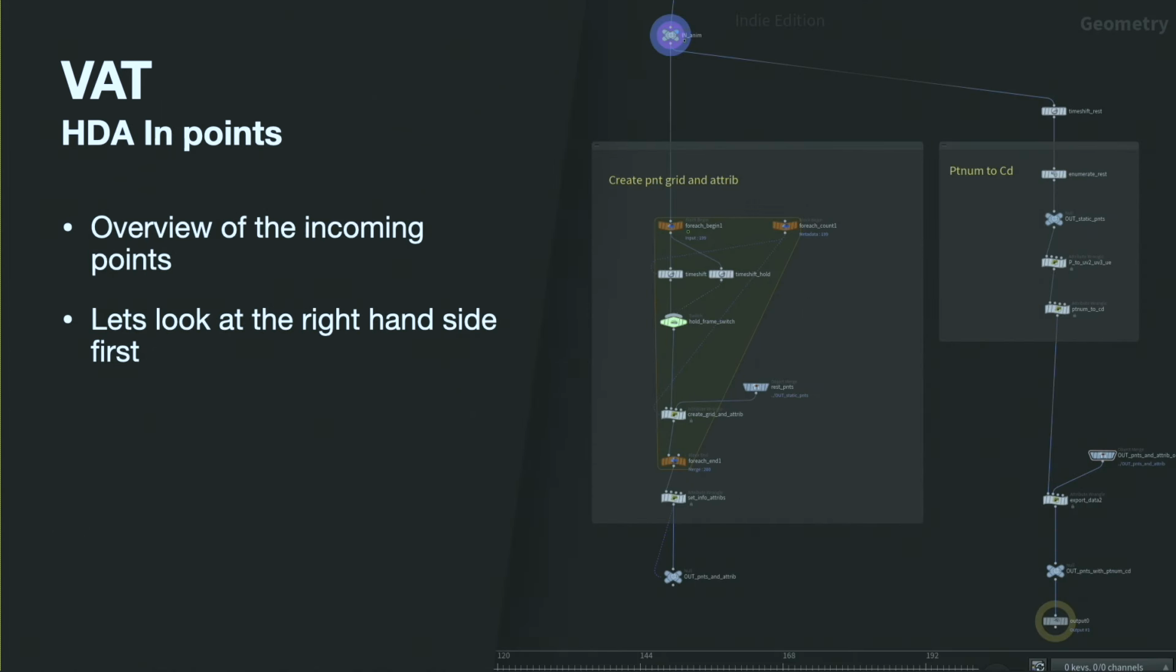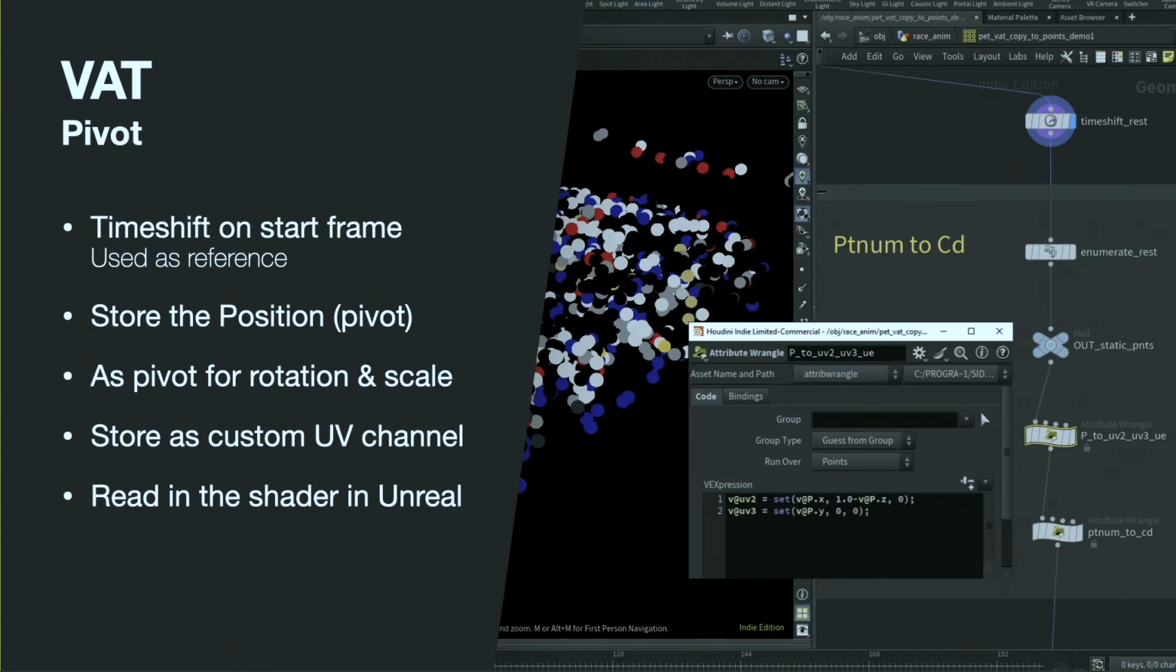So if you look at the point side of this, now we are inside the HDA. What we need to do is, these are the animated points. So we add a time shift on the first frame, so we keep that point as a reference. It will not move, it will be our first frame. And then we store the pivot of the position. We want to use the pivot in Unreal later on when we calculate if things are scaled and rotated, so we need a pivot.